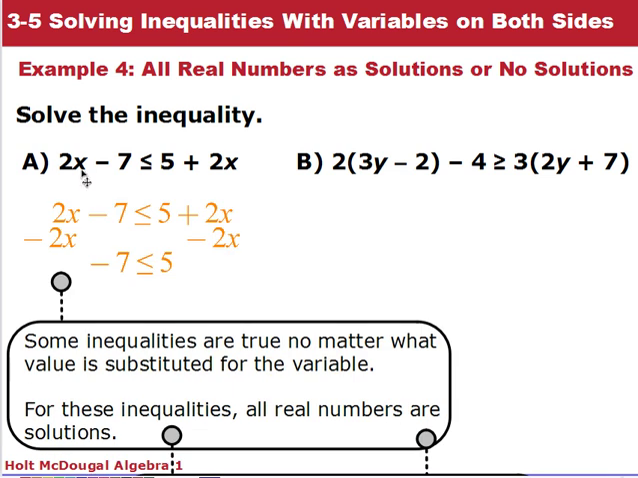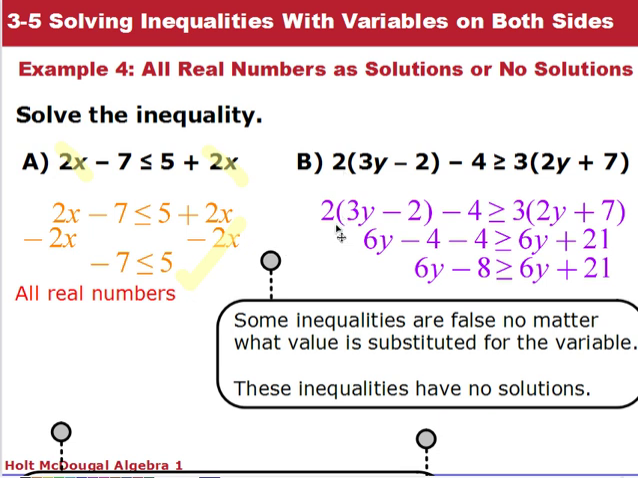So look at our first example, 2x minus 7 is less than or equal to 5 plus 2x. Notice 2x is on both sides of the inequality here. So as we show down below, if we were to subtract 2x from both sides, we're left with negative 7 is less than or equal to 5. And that is true. So in this case, it's true no matter what value is substituted for the variable. For these inequalities, all real numbers are the solution. So you write all real numbers if you end up with a true inequality, just like with a true equation.